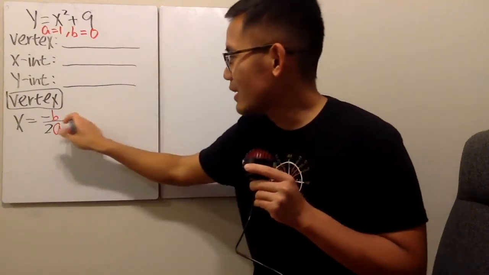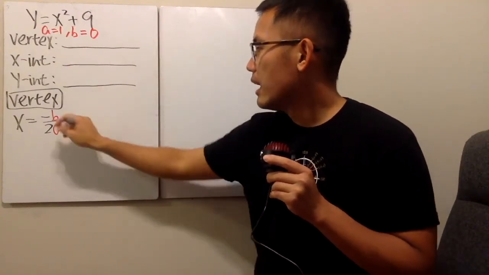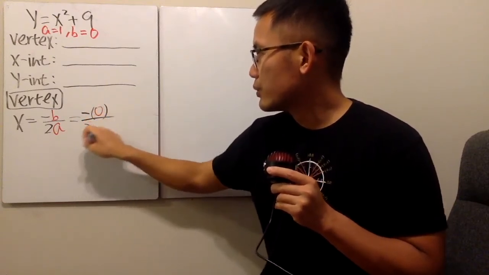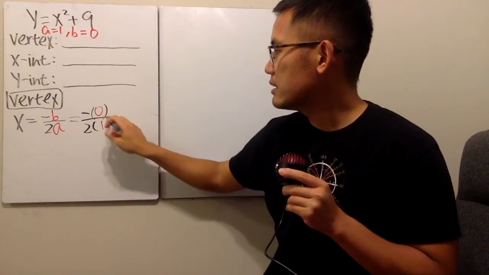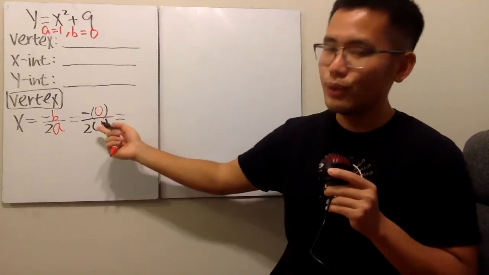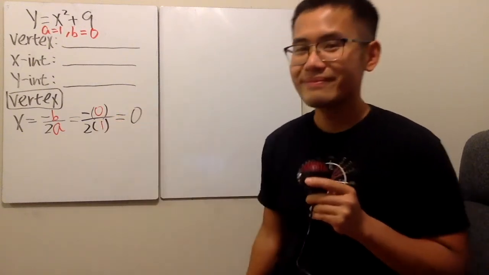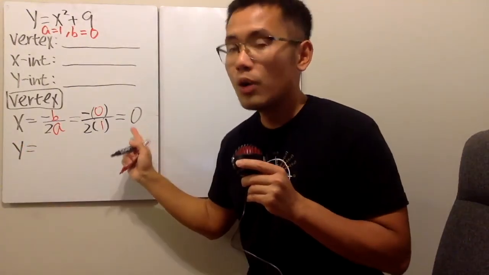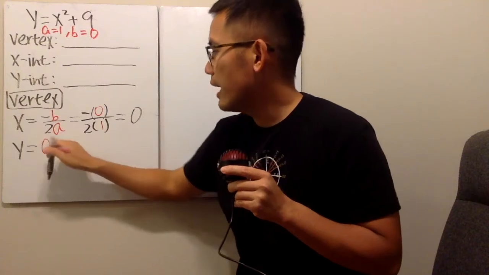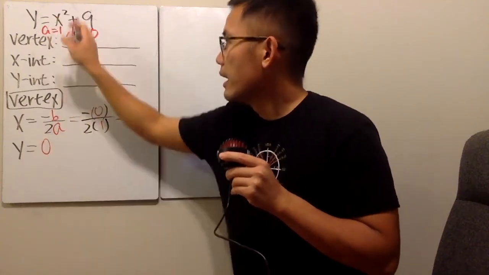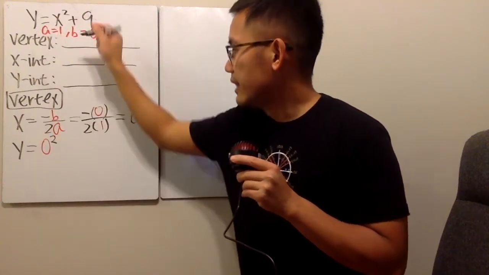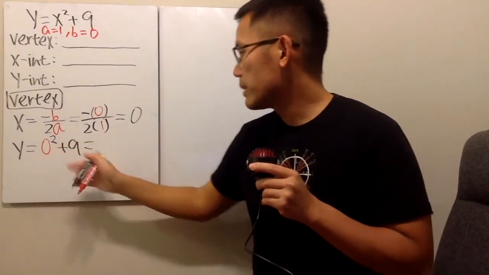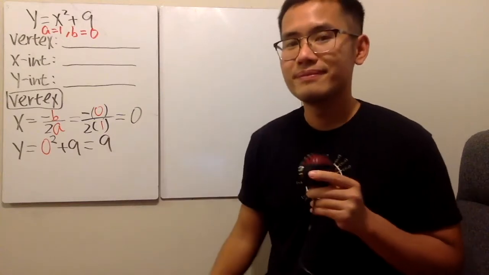All right, now let's go ahead and put down the 0 and also the 1. On the top, we have negative 0 over 2 times a is 1, like this. And the good news is that everything just turned out to be 0, right? Then, don't forget to figure out the y as well. You put 0 back to the original, so you have x is 0. And then you square that, and then you add 9 after that. This is 0 plus 9, we get 9, right?